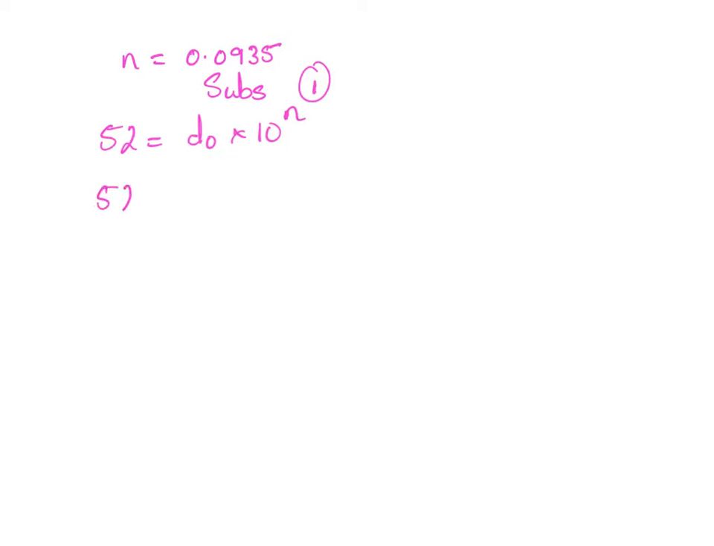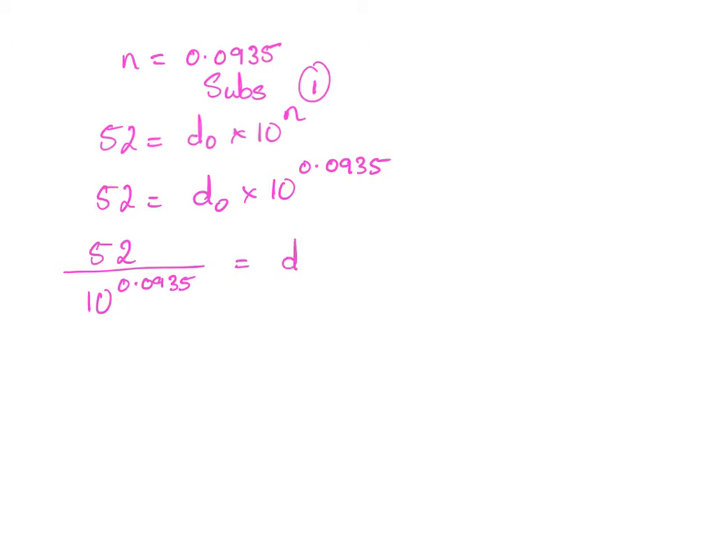So 52 is equal to D0 times 10 to the power of 0.0935. I want to get D0, so it's 52 divided by 10 to the power of 0.0935. Alright, and I'm going to put that into my calculator, and I get 41.92. So D0 is 41.92. So have we answered the question? It said calculate the values of the constants D0 and n. So that is what I have done.